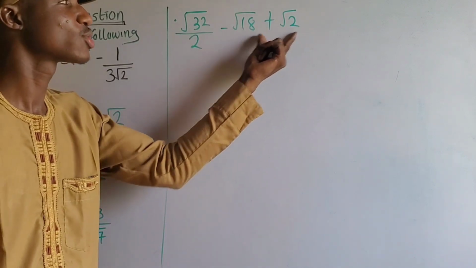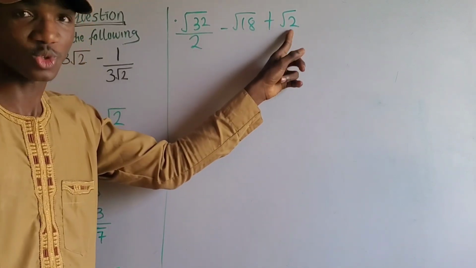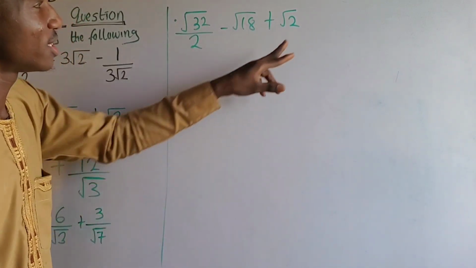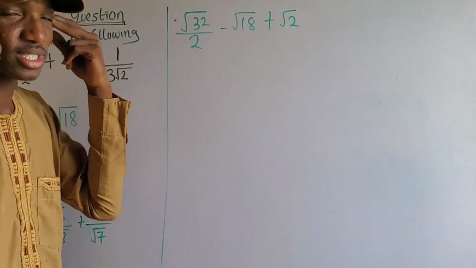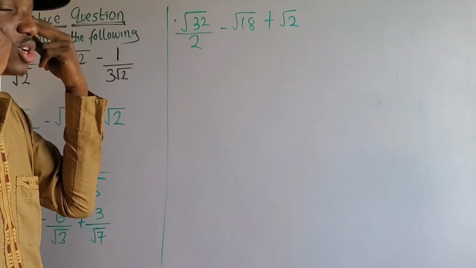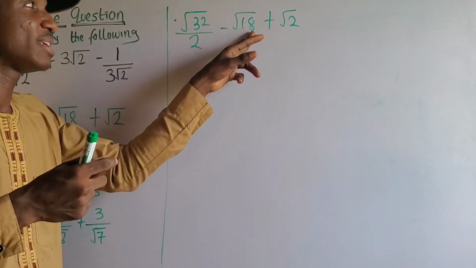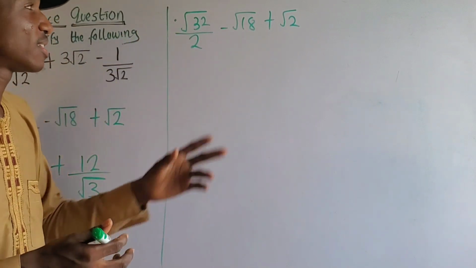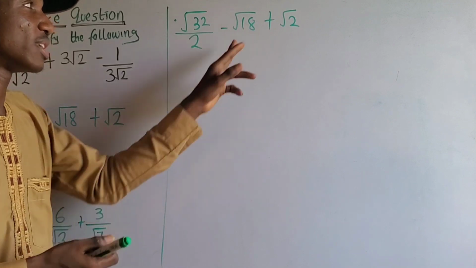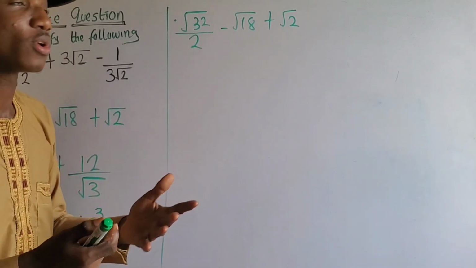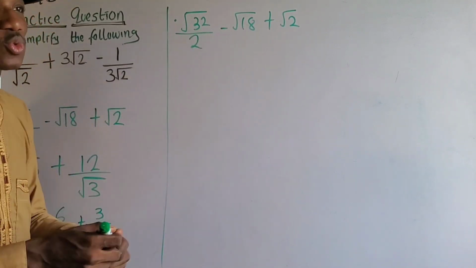The simplest surd in this expression is root 2. Are you getting it? Because the simplest surd is root 2, just think of a number that if you multiply it by 2, you're going to have 32, and if you multiply it by 2, you're going to have 18. Let's start. 9 times 2 will give us 18. Why? 16 times 2 will give us 32. So I can express 32 as this.